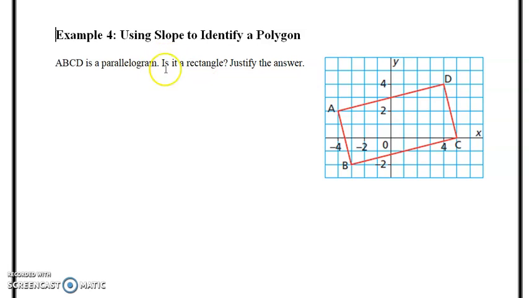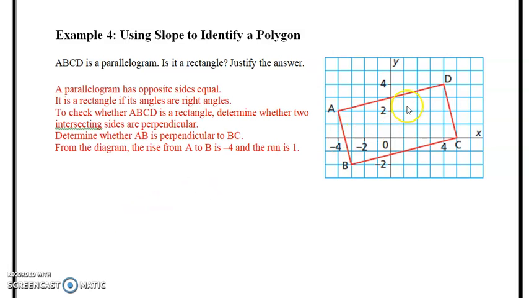We don't have to do the justification on AD to BC because it's already told us it's a parallelogram, so we know that opposite sides are indeed parallel. But what we don't know is, does it create a 90-degree angle? To do that, and again, you could use anything here, you could use AD to compare it to AB, AB to BC, or whatever the case may be.